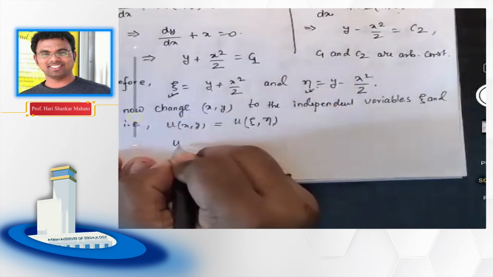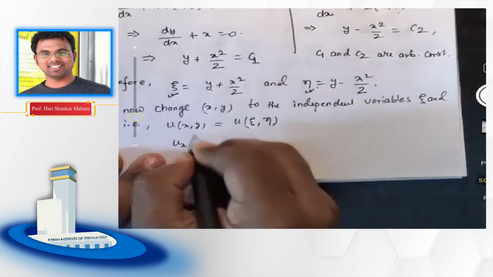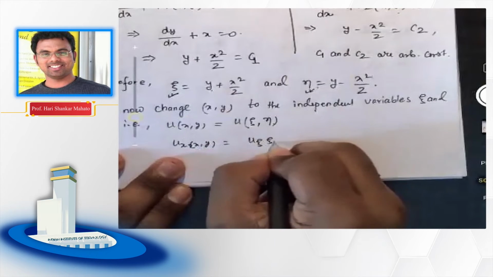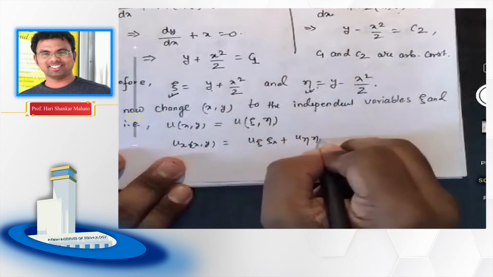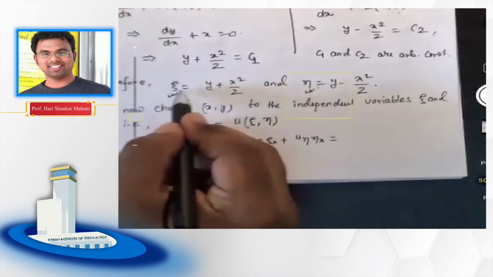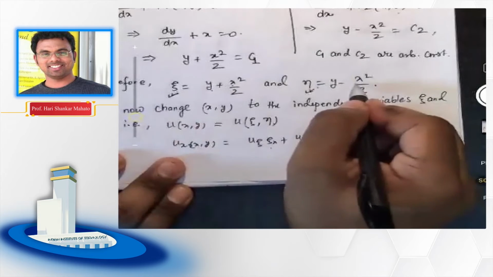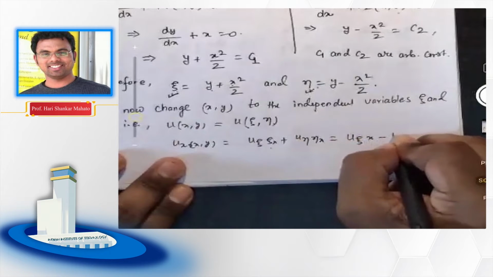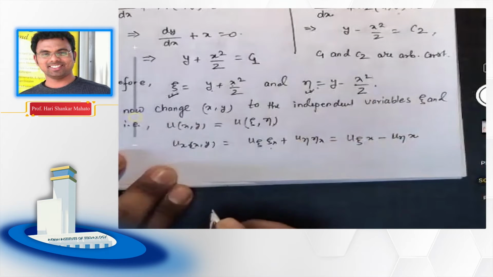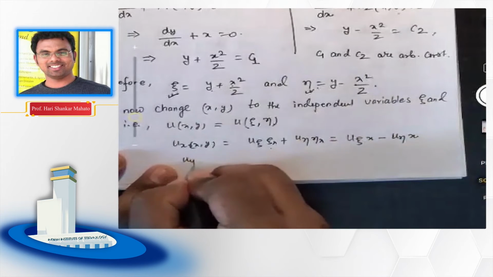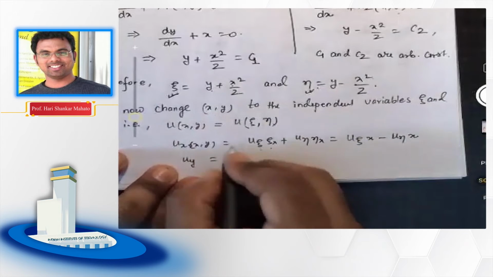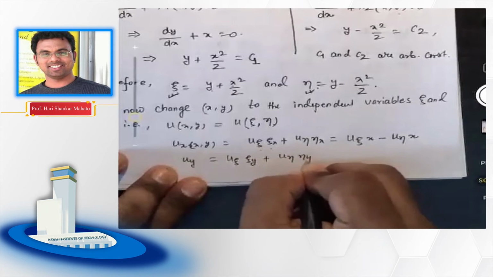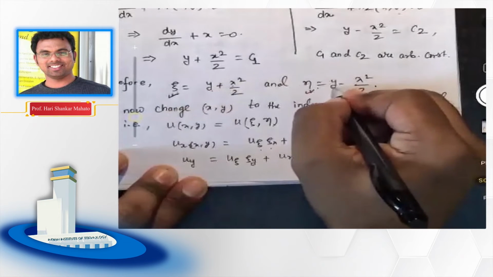So when I do u_x of (x,y), this is basically u_xi xi_x plus u_eta eta_x. Now xi_x, what is xi_x? It's simply x. What is eta_x? It's minus x. Let's put them here. So u_x equals x u_xi minus x u_eta. And I can calculate my u_y. u_y will be u_xi xi_y plus u_eta eta_y. What is my xi_y? 1. What is my eta_y? Also 1. Let's put them here.